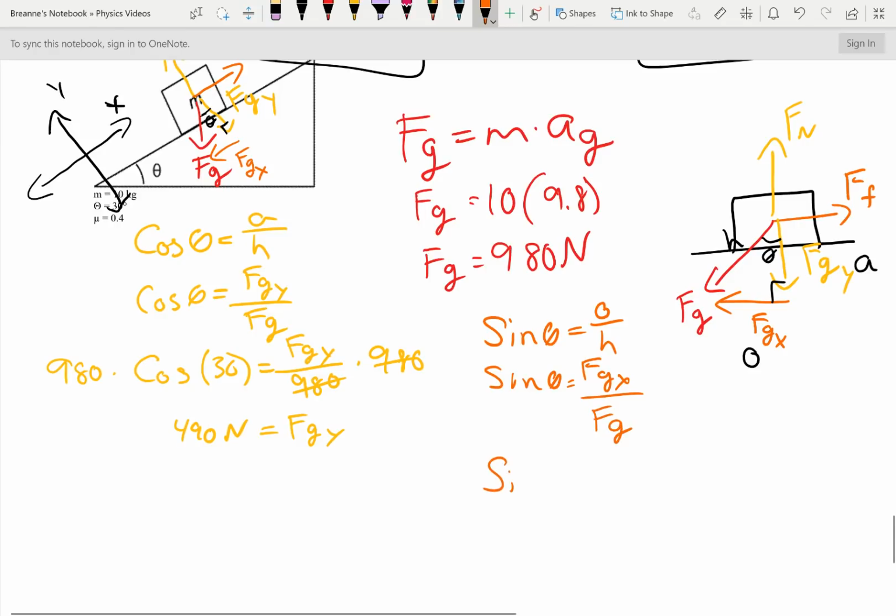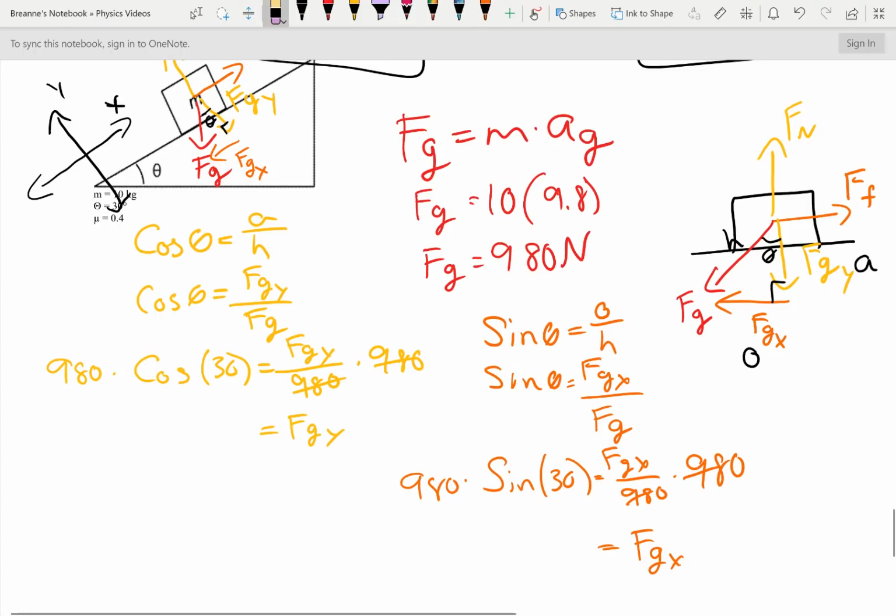We can plug in what we have. Our angle is 30. We're looking for our force of gravity in the x. Our force of gravity is 980. We want force of gravity in the x by itself, so we multiply since it's being divided. What we do to one side, we have to do the other. So we get force of gravity in the x equaling 980 times sine of 30. You plug that into your calculator, and that's what I get for pre-doing things, because that equals 490.